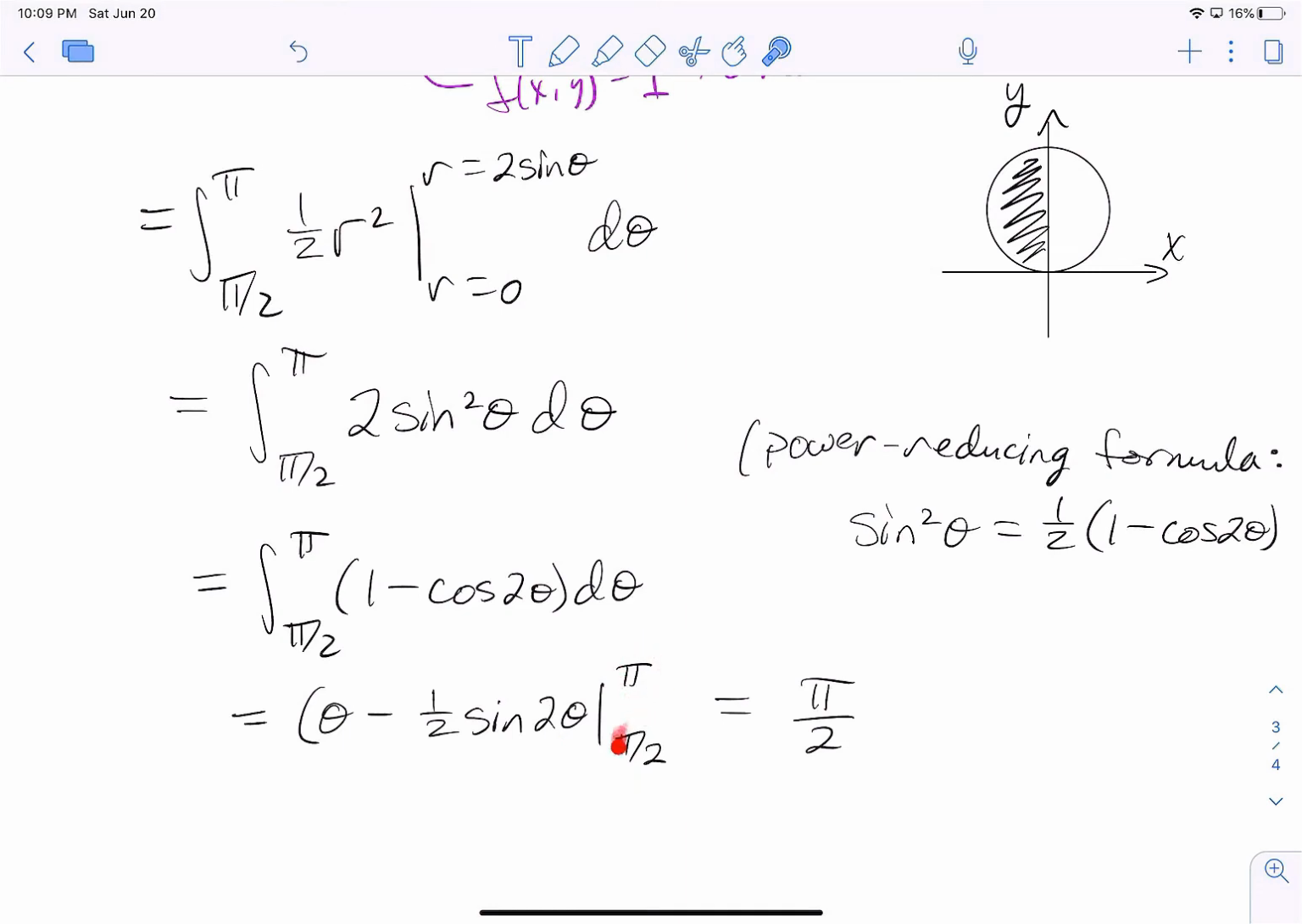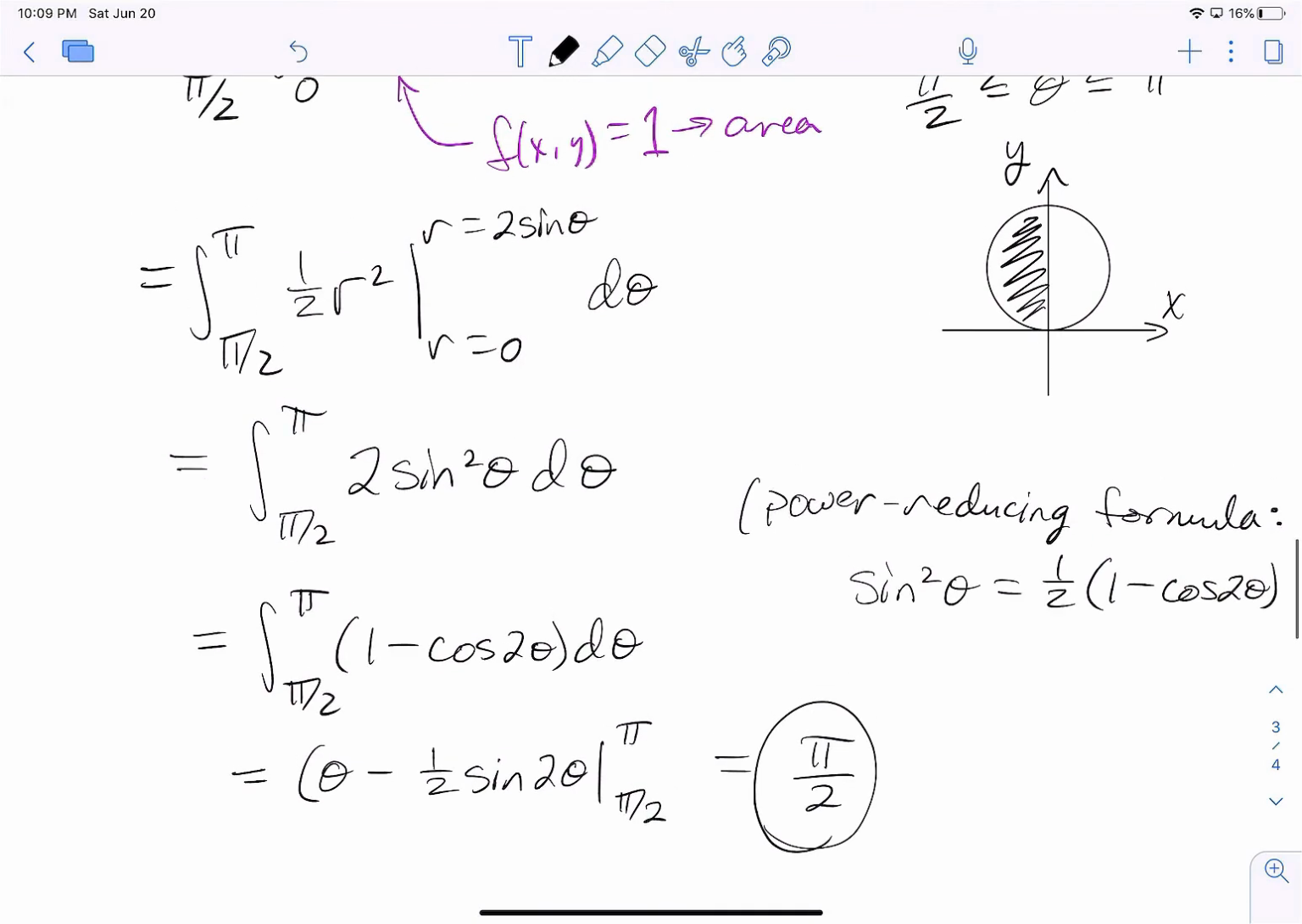Plugging either pi or pi over 2 into theta for the sine of 2 theta will give us 0 each time. We then end up with pi minus pi over 2, so the result is pi over 2. That should make perfect sense because we were looking at the area of half of a circle of radius 1. Area is pi r squared, half of that, pi over 2.